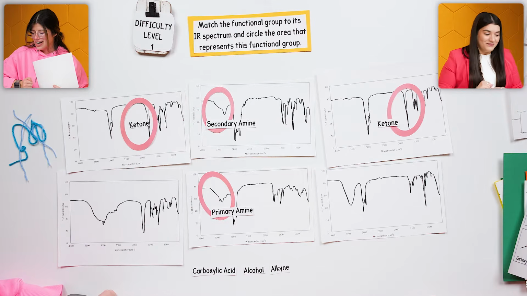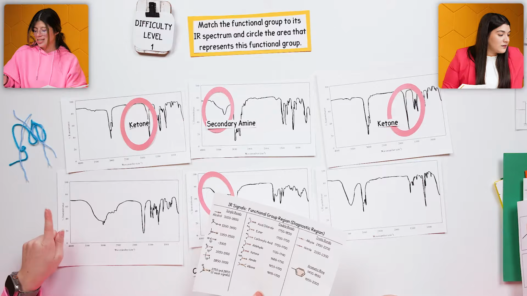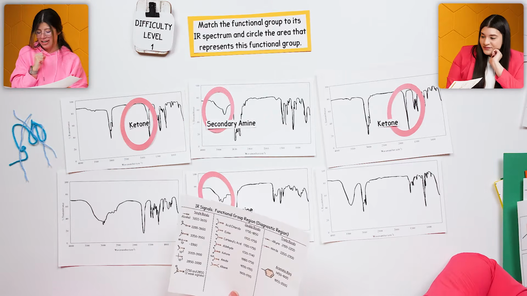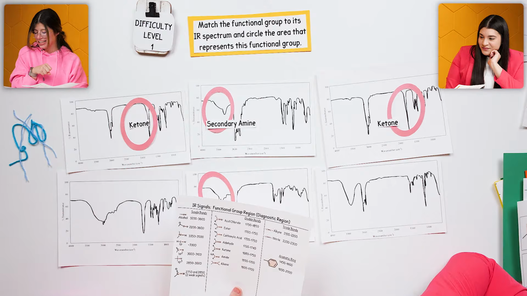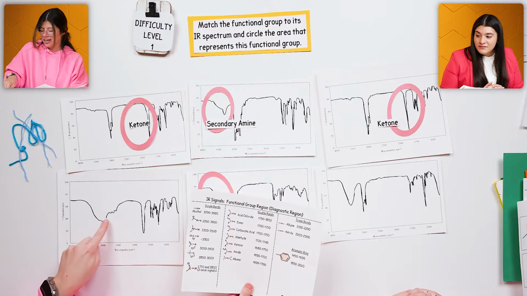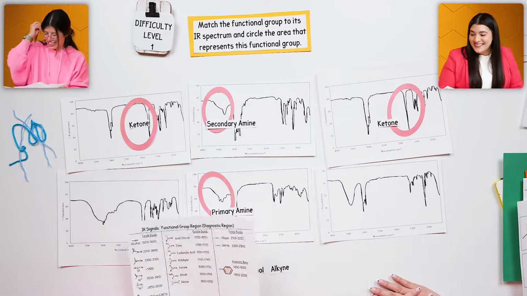What about this one? I want to say this one's carboxylic acid. Why? Because it's broad. Good. And I remember when I learned about this, that alcohol can also be broad too. But it has this weird little peak thing. You know what I mean?